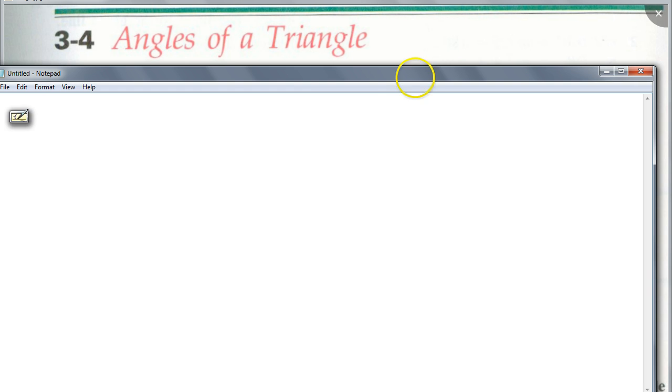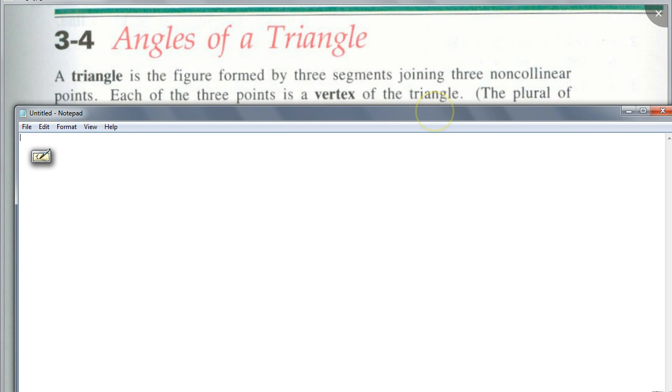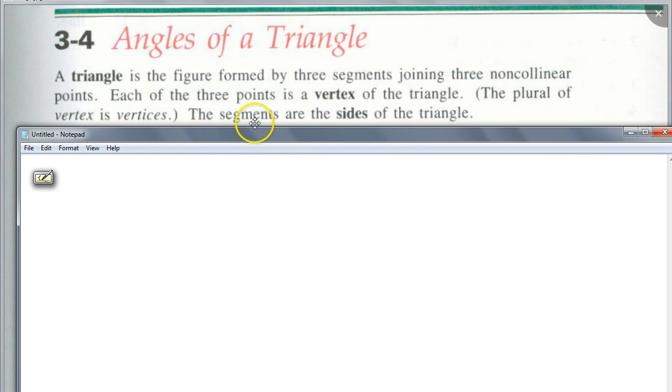Okay, so yeah, we're going to define a little bit more here. They're going to say it like this: a triangle is a figure formed by three segments joining three noncollinear points. That's the definition of a triangle. And you're right, each of these joining segments is a side. They tell you right here. The segments are the sides, right? But that's not included in the definition, is it?